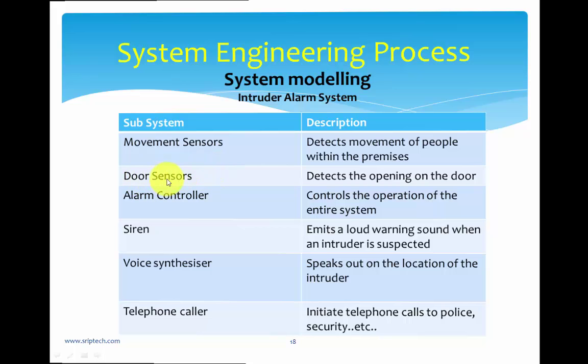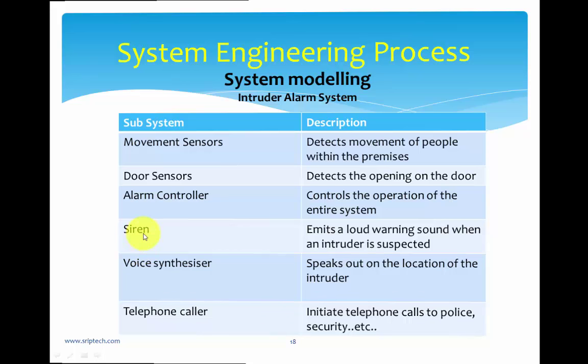Or there could be a door sensor. What does the door sensor do? Basically, it detects the opening of the door. The moment somebody opens the door, it will in turn call an alarm controller. So what is an alarm controller? It controls the operation of the entire system, and the alarm controller in turn will signal a siren, and the siren will emit a loud warning stating that there are intruders inside your house.